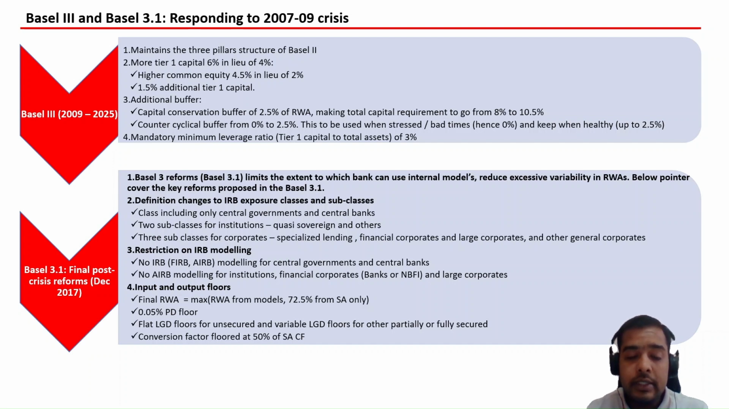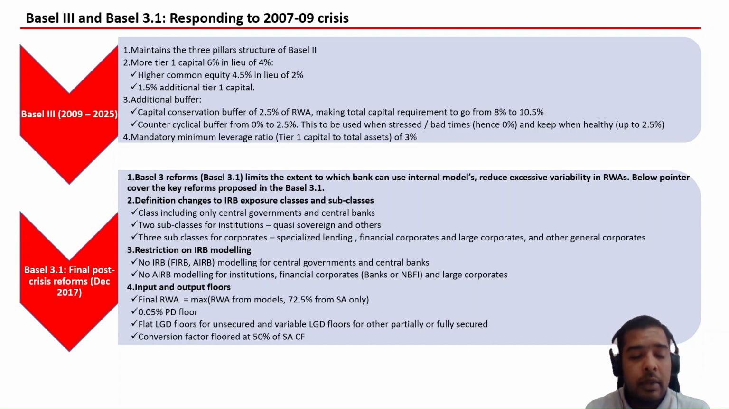The second is on the probability of default value of a customer. No customer is allowed to have a probability of default below 0.05%, and an LGD floor is recommended for secured and variable LGD floor for partially and fully secured portfolios, and also the conversion factor is floored at 50% of the standardized conversion factor. So these are certain restrictions imposed on the use of the internal model to calculate its final RWA number.